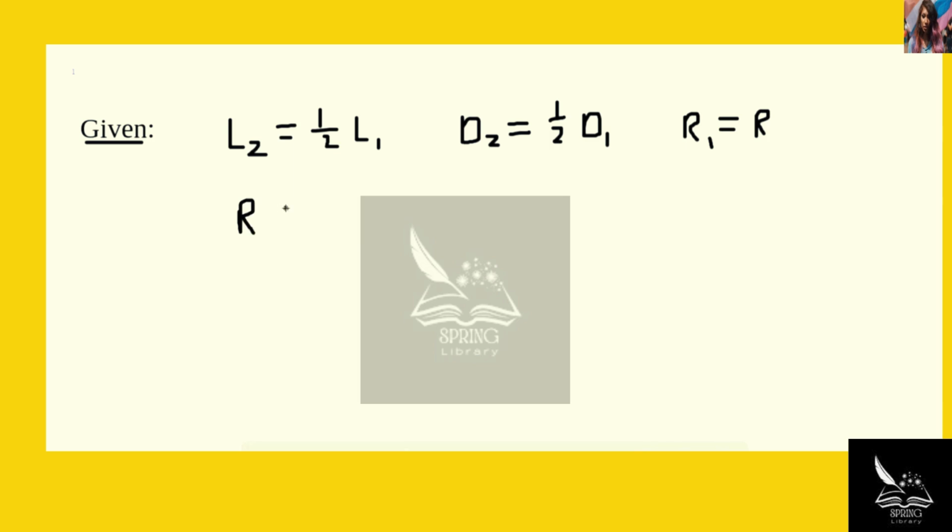Now we want to find the resistance of the second wire based upon the fact that we know this information and we know the resistance of the first wire, R1 is equal to R. So we'll write that as well, just so we're clear on that. R1 is equal to R.